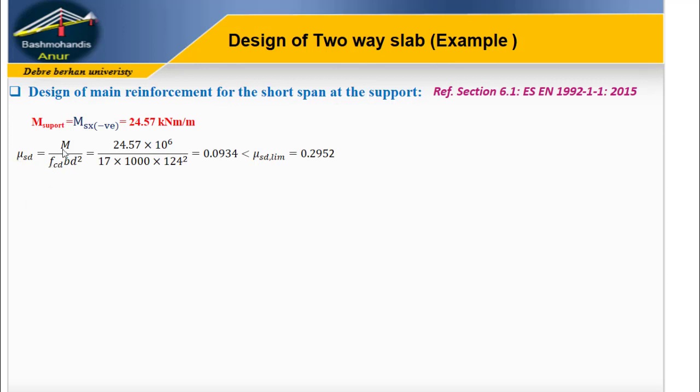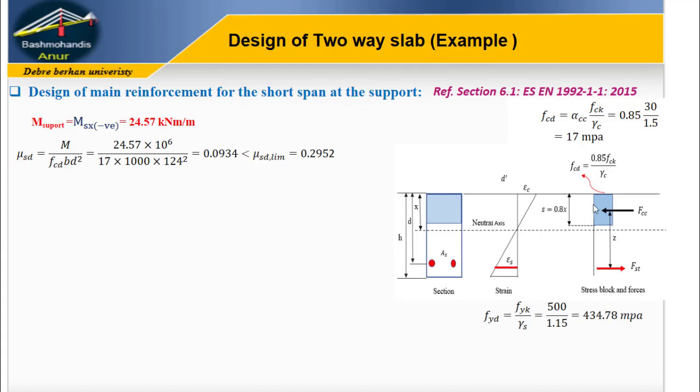mu sd equals design moment divided by fcd b d square. We know the value of M. fcd is the design concrete strength, therefore we can calculate fcd using this formula: fcd equals alpha cc times fck divided by the factor of safety of concrete. Substituting the value, fcd equals 17 megapascal. fyd equals fyk over gamma of steel, or partial factor of safety for steel. Therefore fyk 500 is given, how much does fyd come to? 434.78 megapascal. Okay, simple.